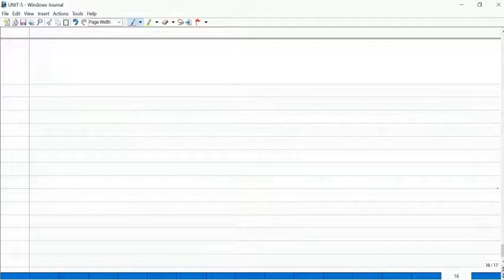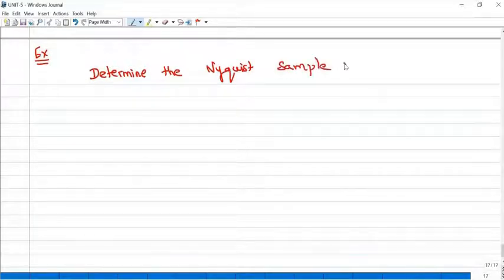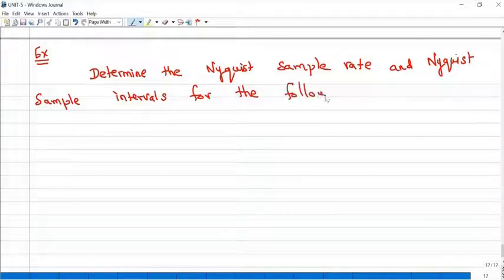Next problem. Determine the Nyquist sample rate and Nyquist sample interval for the following. Okay, so first question.